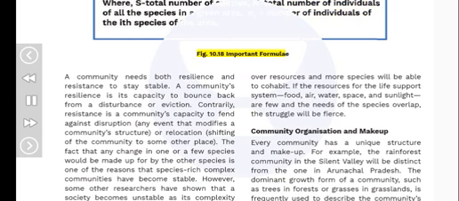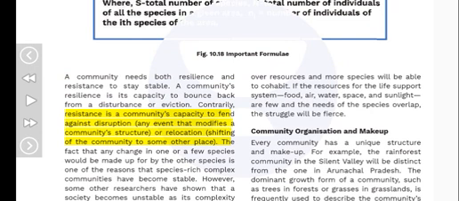Figure 10.18 Important formulae. A community needs both resilience and resistance to stay stable. A community's resilience is its capacity to bounce back from a disturbance or eviction. Contrarily, resistance is a community's capacity to fend against disruption, any event that modifies a community's structure, or relocation, shifting of the community to some other place.